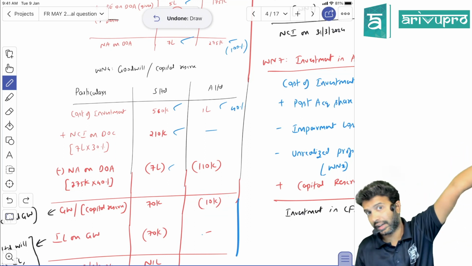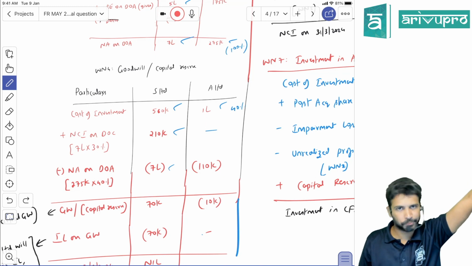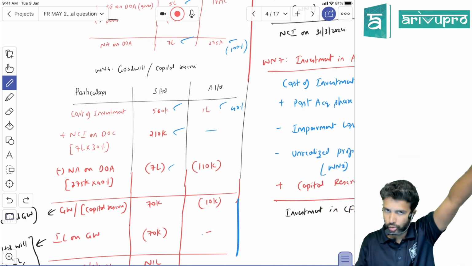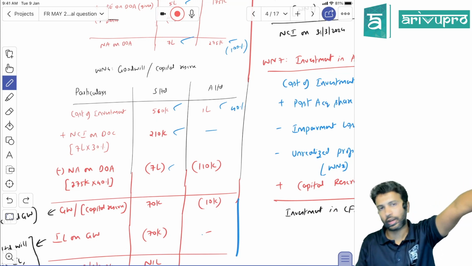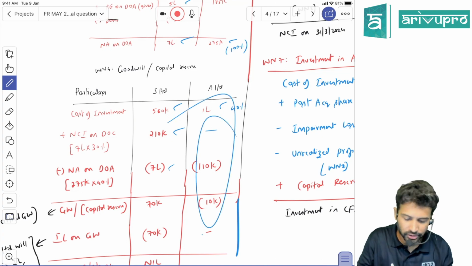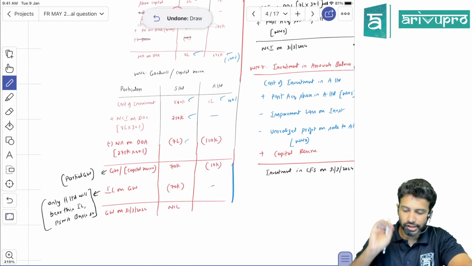In the problem we did in our class, we had a goodwill scenario. In fact, maybe I did not show that goodwill by mistake, I'm not sure. But whether it is goodwill or bargain capital reserve for an associate company, you need to show it. Goodwill we don't account separately, capital reserve we need to show. So this is about the goodwill calculation.